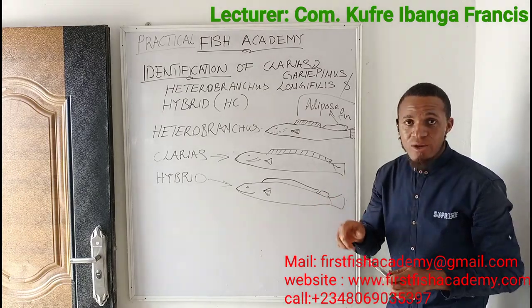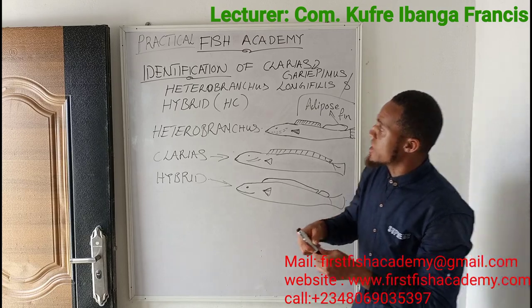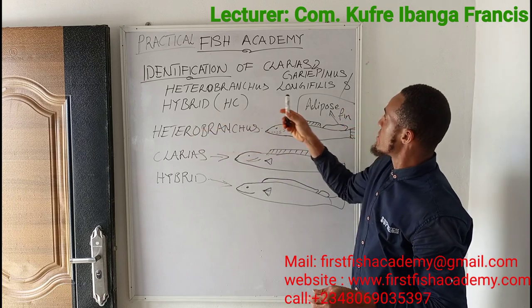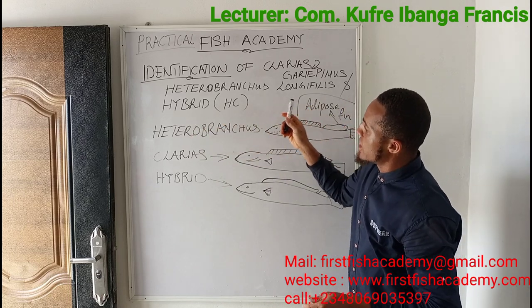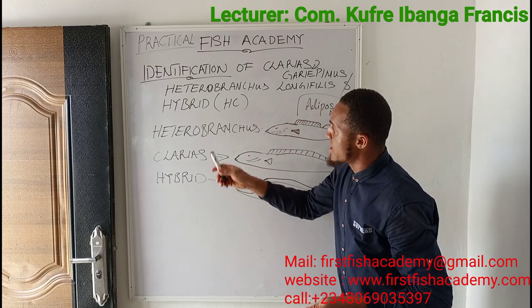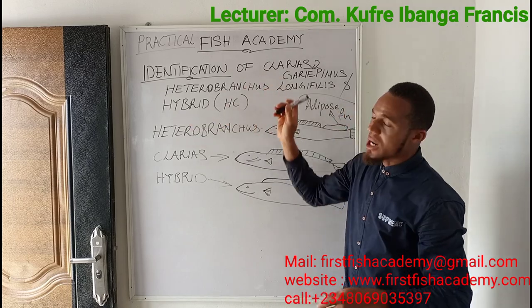Okay, so the lesson for today is the identification of Clarias gariepinus, identification of Heterobranchus longifilis, and then the hybrid, which is a crossbreed of the Hetero and Clarias.